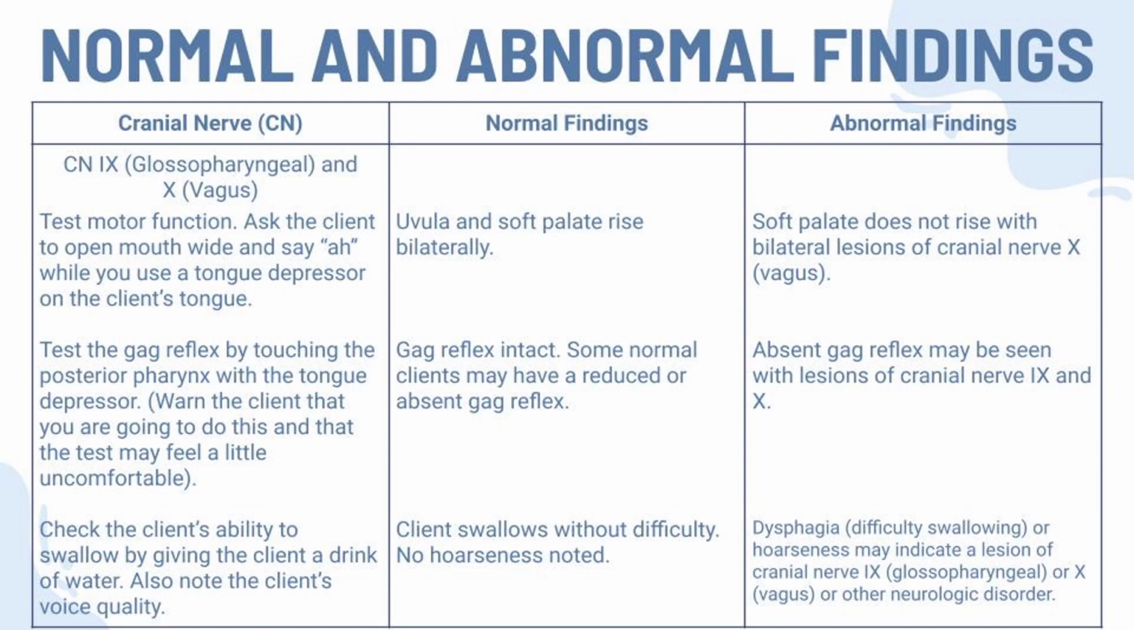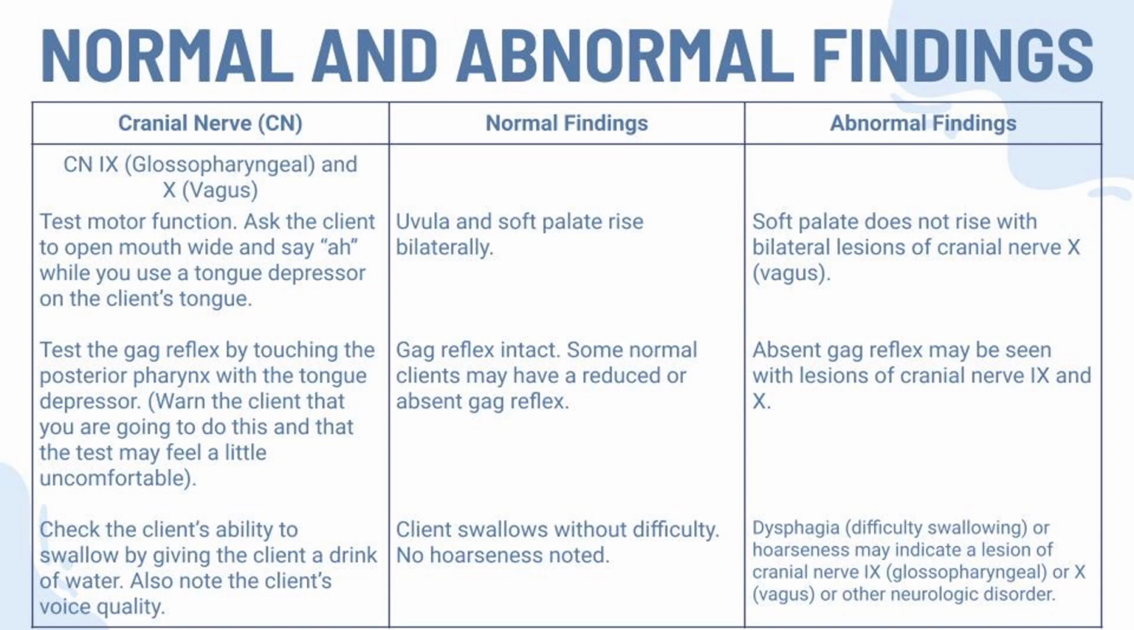So the next nerve to assess is cranial nerve 9, which is also known as the glossopharyngeal nerve, and cranial nerve 10, which is also known as the vagus nerve. To assess motor function, ask the client to open the mouth wide and say ah while you use a tongue depressor on the client's tongue. Normal findings are that the uvula and the soft palate rise bilaterally. For abnormal findings, the soft palate does not rise with bilateral lesions of cranial nerve 10, or the vagus nerve.